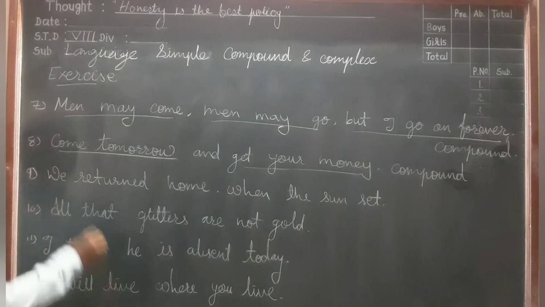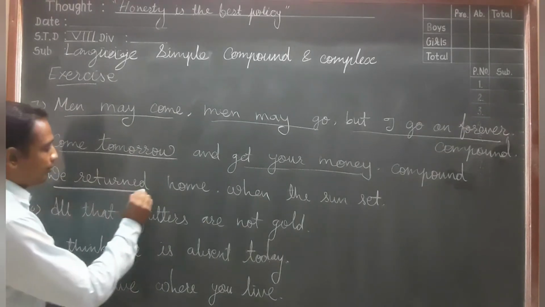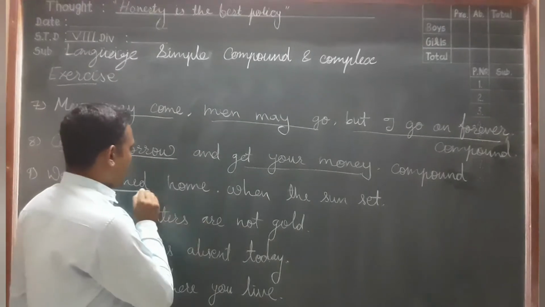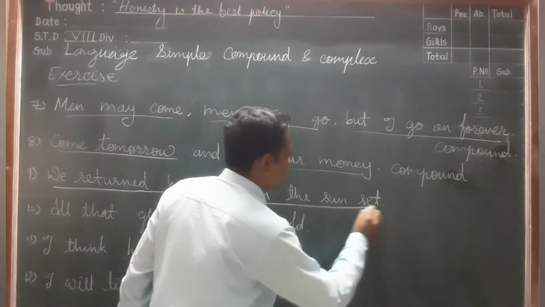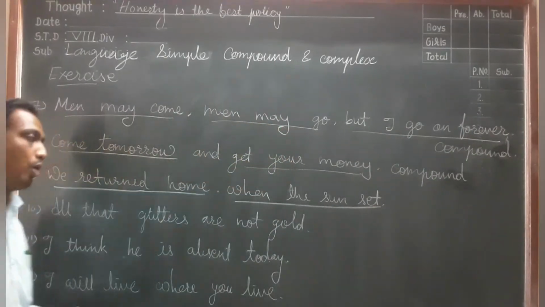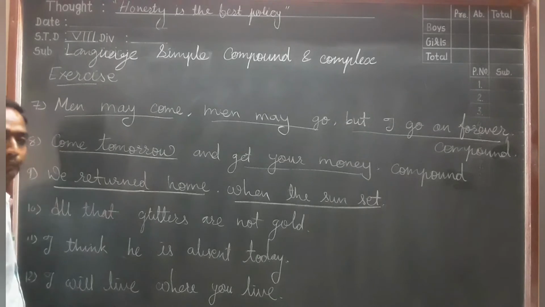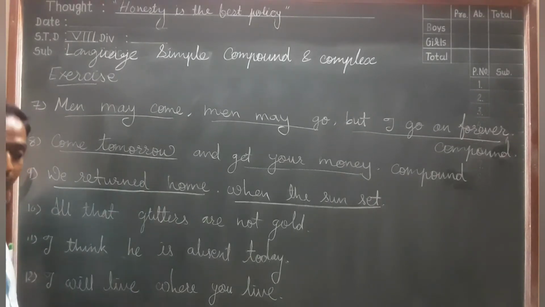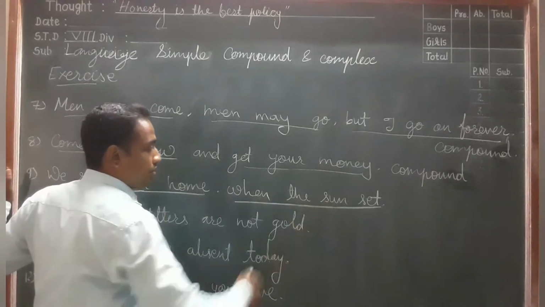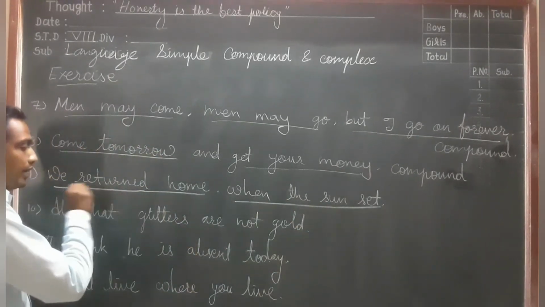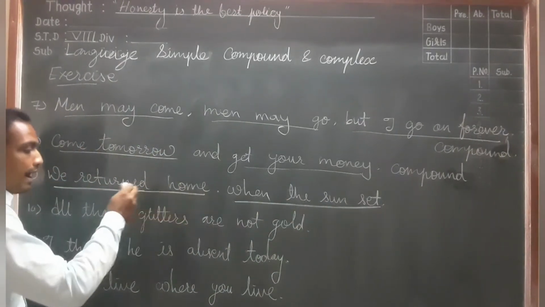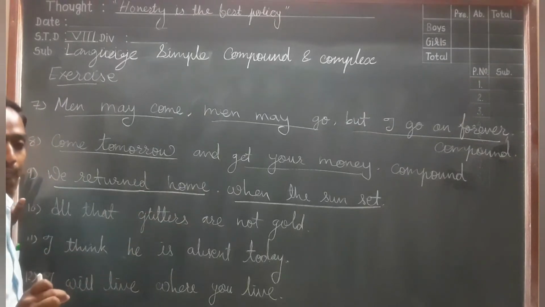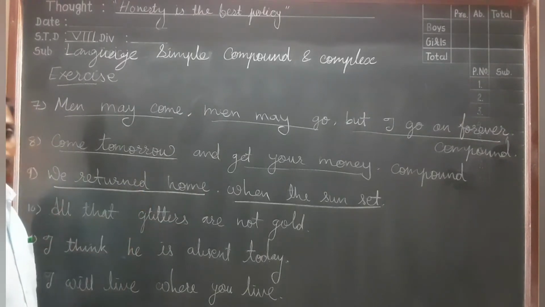Third, we return. We return home when the sun set. We return home. It has a complete meaning. We return home. But when? When the sun set. We return home. It is the first clause and it has a complete meaning. So it is a principal clause.